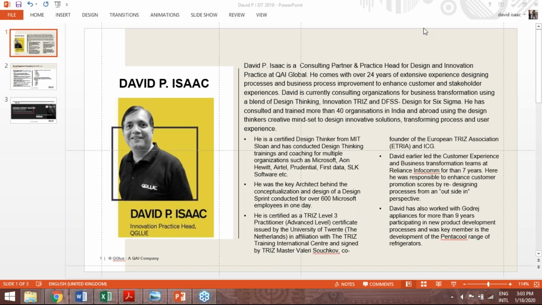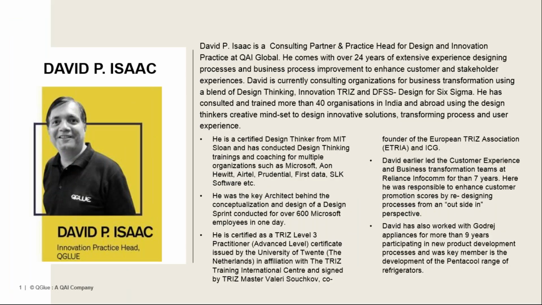My name is David Isaac, and I head the innovation practice in QGLUE. I've been with QI and QGLUE for more than 10 years, and I'm a certified design thinker and design sprint expert from Design Sprint Academy Berlin and from Luma Institute. I've been with the service industry for more than 20 years, and worked with quite a lot of organizations to redesign their business processes, strategies, the product, and even the new product offerings that they are coming up with.